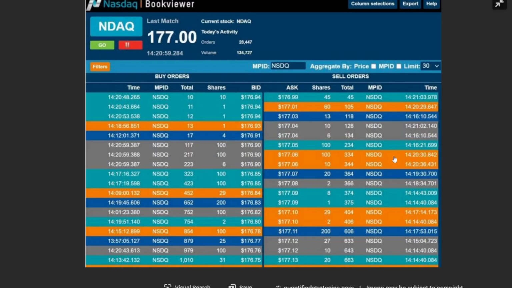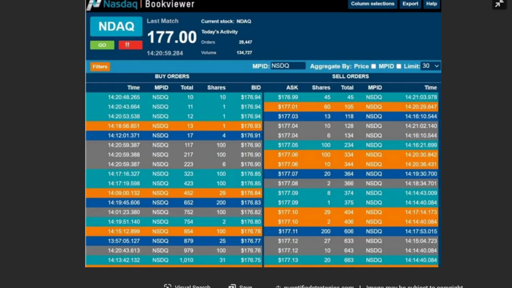Then we also have the order depth, which tells us how much liquidity is available at different price levels. Now, why is this important? Because by analyzing the order book, you can identify key liquidity zones, potential price reversals, and market trends before they happen. So this allows you to position your trades with precision.